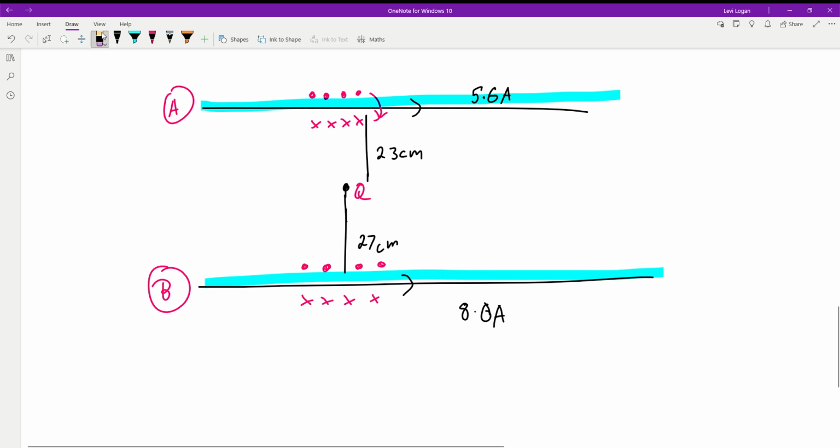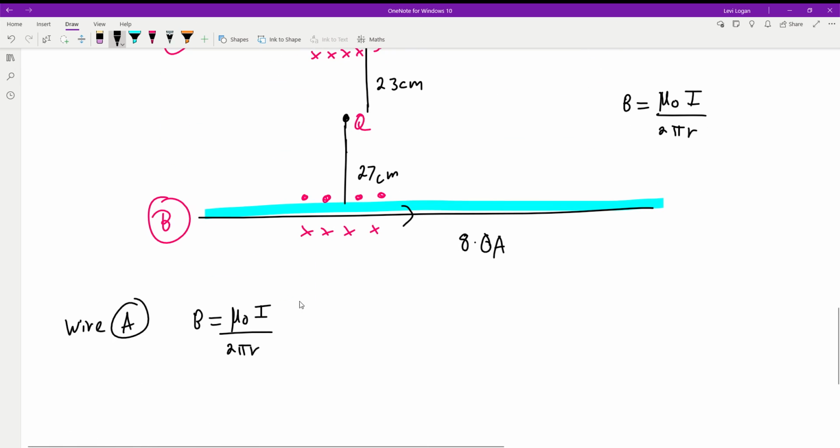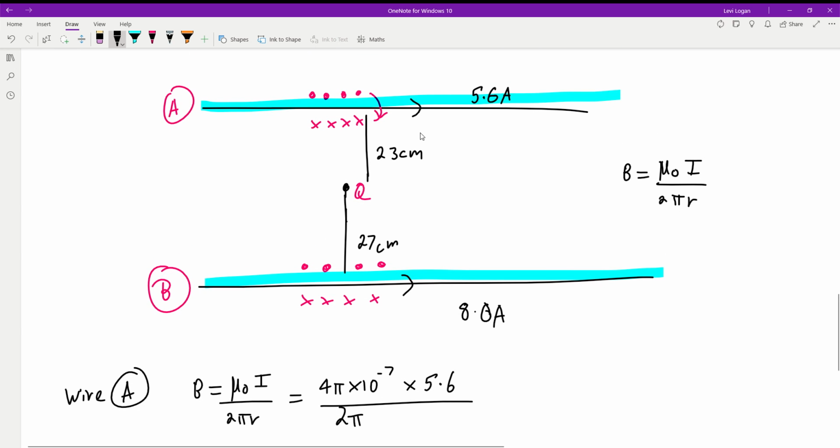So we have to now do our calculations. All we're going to need is our formula again. B equals mu sub 0 I over 2 pi r. Okay? So let's work it out for wire A. B equals mu sub 0 I over 2 pi r. So what we have here is 4 pi times 10 to the negative 7 times, what was it? 5.6, all over 2 pi. And don't forget to change this distance to meters. So that's going to be 0.23.